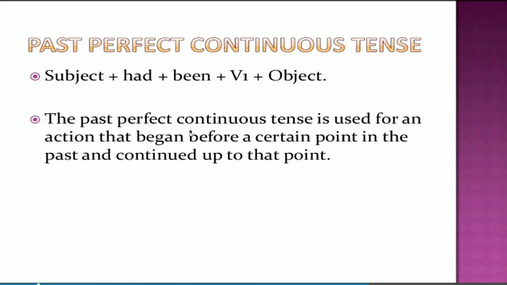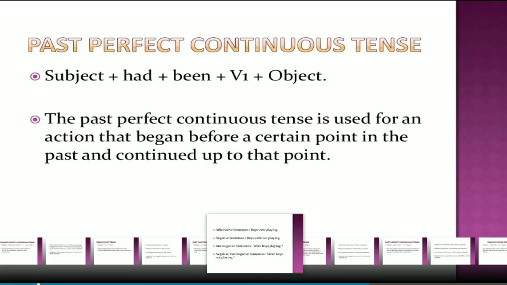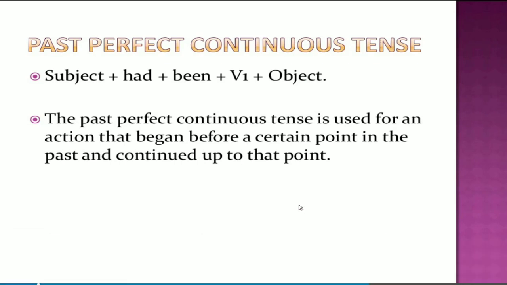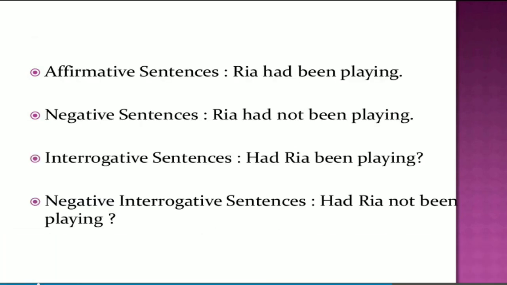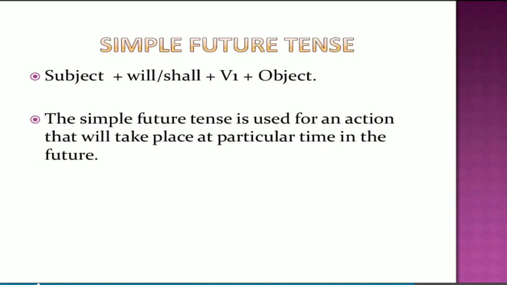Okay, the past perfect continuous tense is used for an action that began before a certain point in the past and continued up to that point. Okay, that is about it. So, Ria had been playing, Ria had not been playing, had Ria been playing, had Ria not been playing. Okay, that is fine.